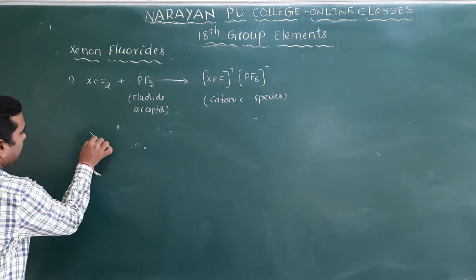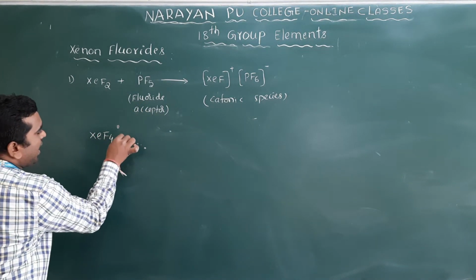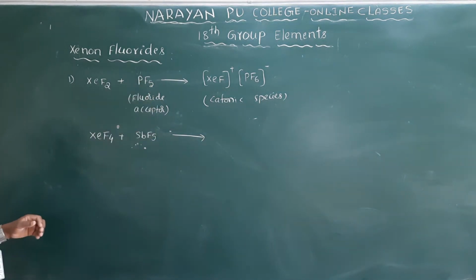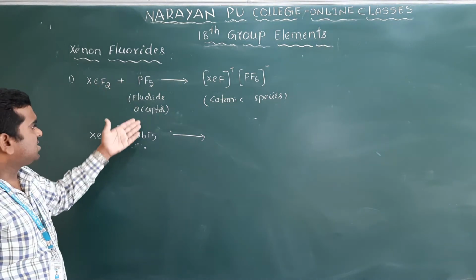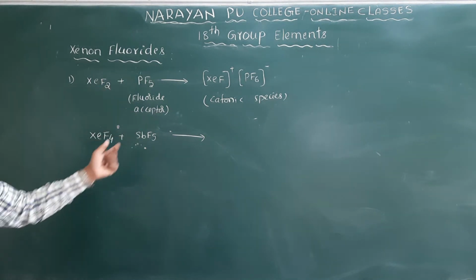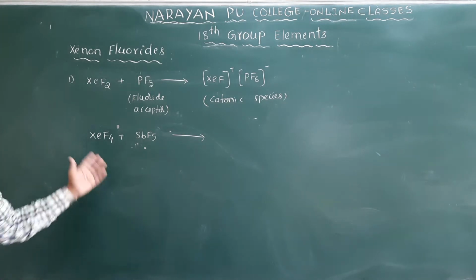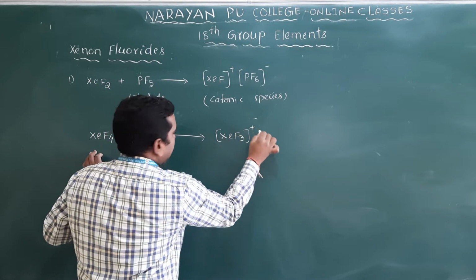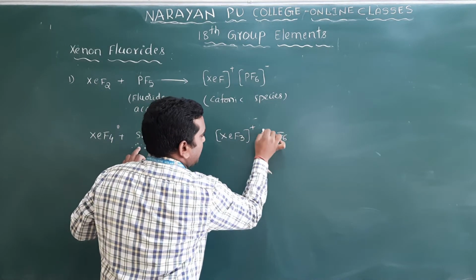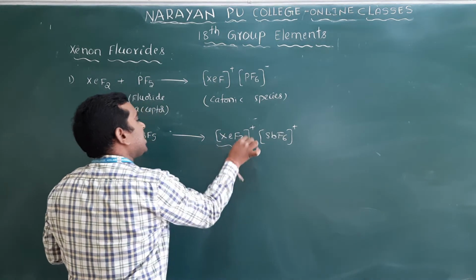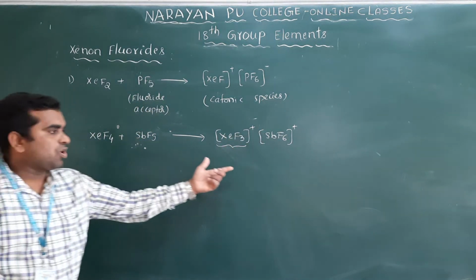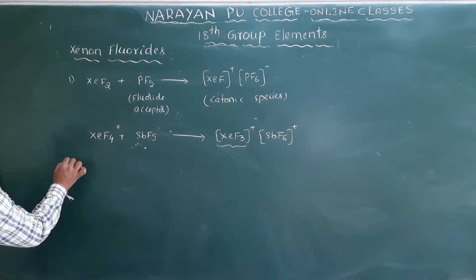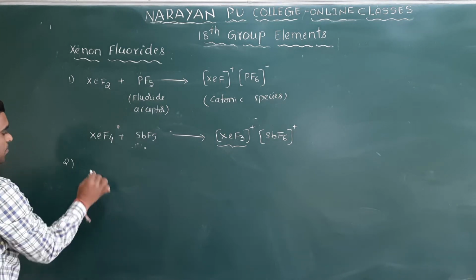Clear? In the same way, if I take XeF4 and SbF5, the same happens here also. Nitrogen, phosphorus, arsenic, antimony are in the same group, so here also it can form, because it has d orbitals. So when it accepts fluoride, you get XeF3 plus and SbF6 minus. And the xenon compound is in which form? Cationic form. So that's why it forms a cationic species with the fluoride acceptor.